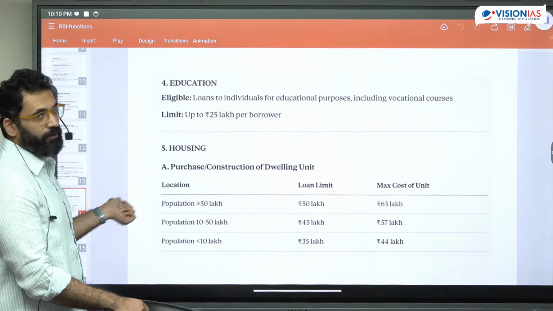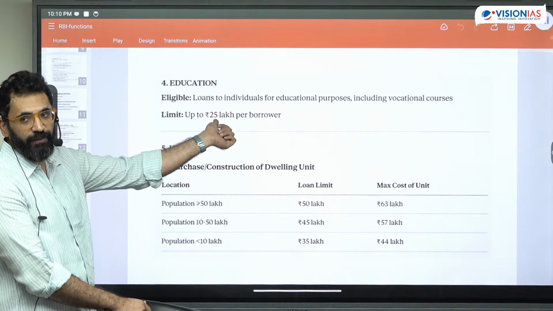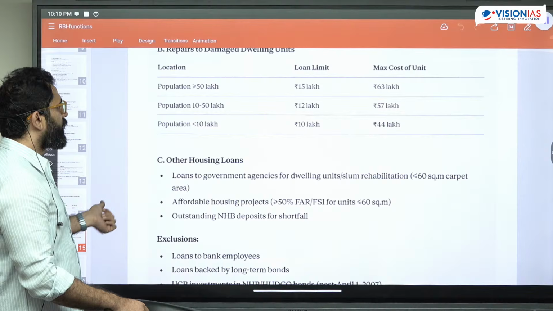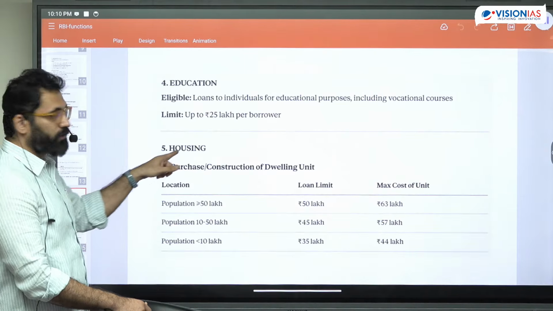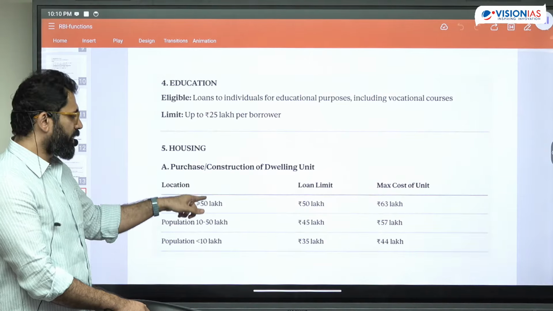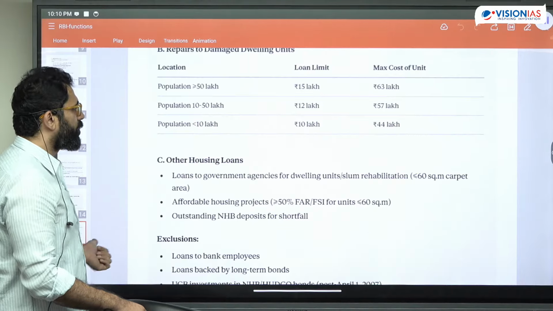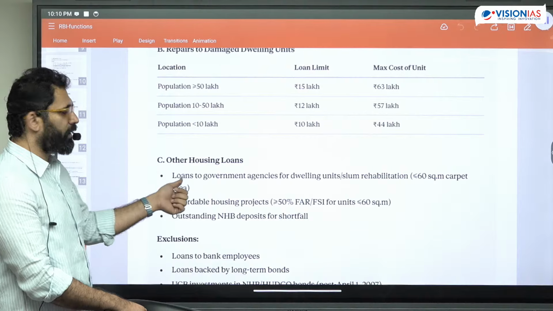Then is education loan. Education loan has a limit of up to 25 lakh rupees. These are the broader conditions for education loan. Then, apart from education, you also have housing. For purchase or construction, there is a limit depending on the city type, and also there are limits depending on repairs to units or other housing loans.